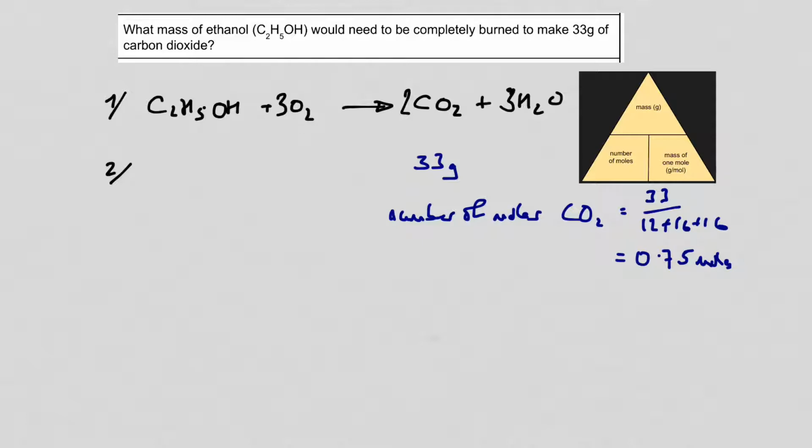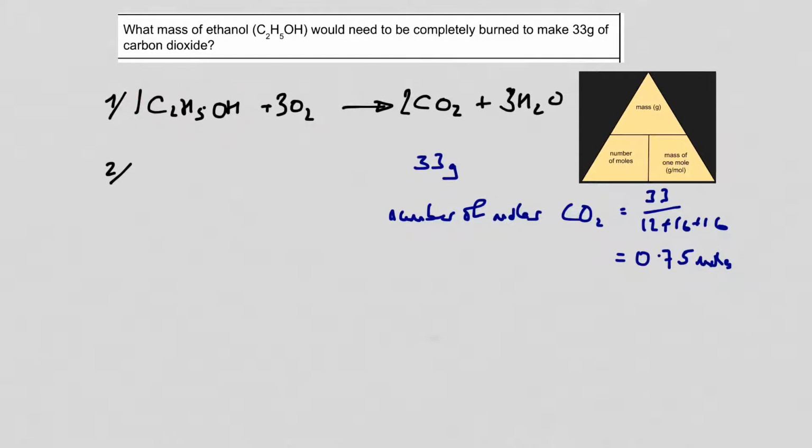The question is asking us, if we make 33 grams, which remember is 0.75 moles, what mass of ethanol do we start with? Let's step back a bit and look at the number of moles of ethanol that react to produce 2 moles of carbon dioxide. We've got an invisible 1 here, let's just add it in for clarity. So what we're saying is 1 mole of ethanol produces 2 moles of carbon dioxide. That means if we started with 2 moles of ethanol, we produce 4 moles of carbon dioxide. If we started with 18 moles of ethanol, we'd produce 36 moles of carbon dioxide. If we produced 2 moles of carbon dioxide, that must mean we started with half that, 1 mole of ethanol.